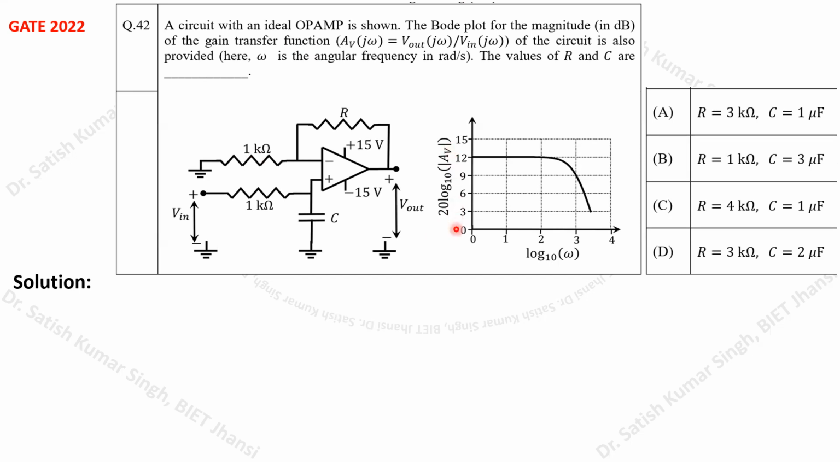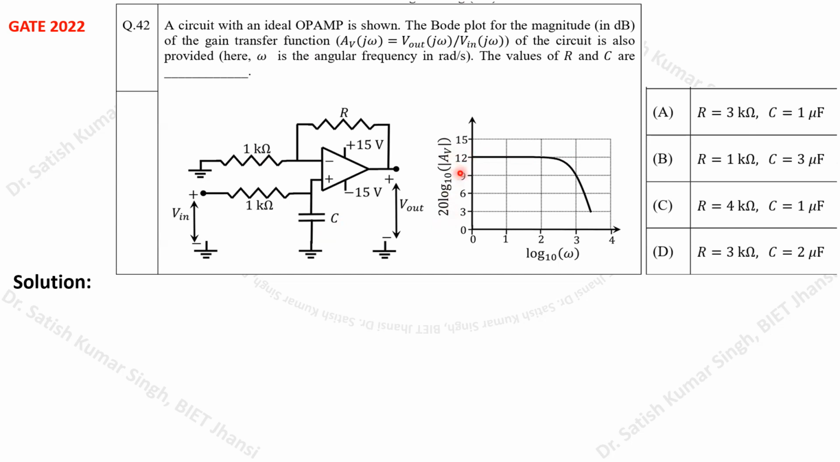Here we have to find this capacitance value C, and we also have to find this resistance value R. So how to find these values, we can see here. First of all, from this Bode plot or frequency response curve, its maximum gain is defined as 12, 12 dB, right? This particular gain is defined in dB, so it is 12 dB.